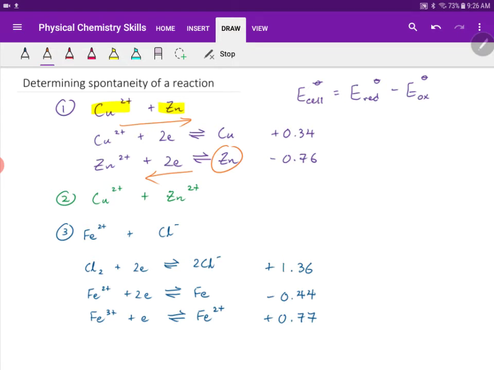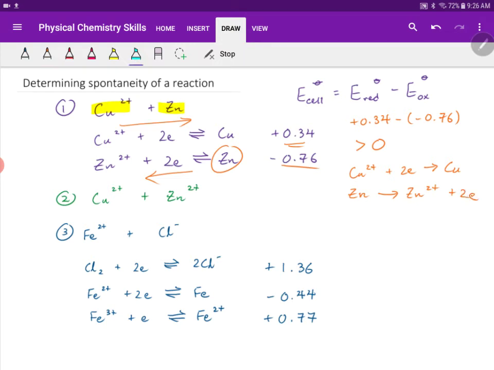Since this is our reduction half, I'll take positive 0.34 minus negative 0.76, and this will give us a value greater than 0. Because this is positive, this reaction is spontaneous, so our Cu2 plus will gain 2 electrons to become Cu, and my Zn will become Zn2 plus plus 2 electrons.